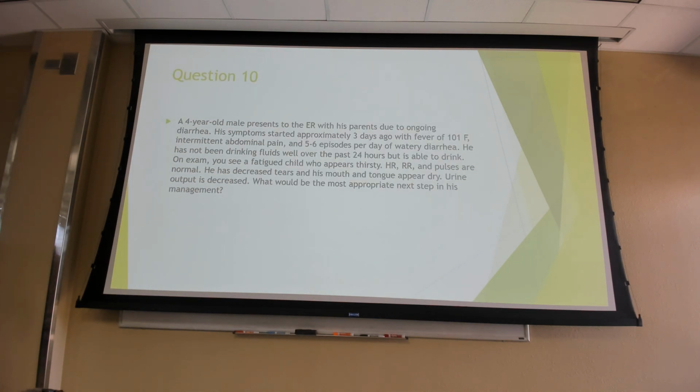A 4-year-old male presents to the ER with his parents due to ongoing diarrhea. His symptoms started approximately 3 days ago. He has a fever of 101, intermittent abdominal pain, and 5 to 6 episodes per day of watery diarrhea. He's not been drinking fluids well over the past 24 hours, but is able to drink. On exam, you see a fatigued child who is thirsty. Heart rate, respiratory rate, pulses are all normal. He has decreased tears, and his mouth and tongue appear dry. Urine output is decreased. What is his level of dehydration?